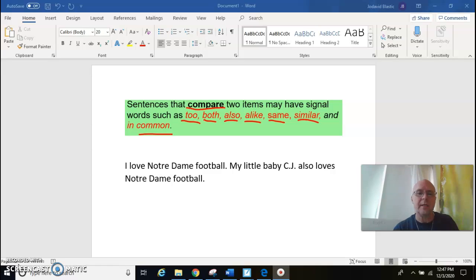Let's try a couple more. I love Notre Dame football. My little baby CJ also loves Notre Dame football. We don't know that yet, but I'm taking a guess that he's going to love it. This right here is our key word, the word also. That tells whoever's reading it that this is something that we have in common. He also shares this trait. He also loves Notre Dame football, right? Let's try two more. And then I'll set you loose.